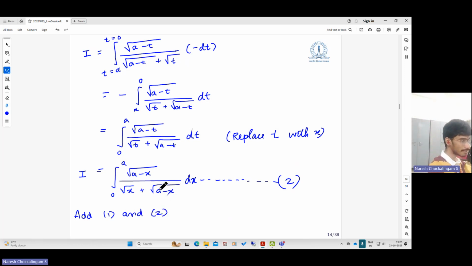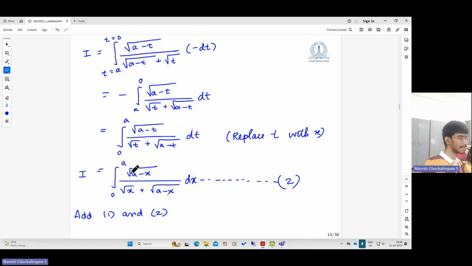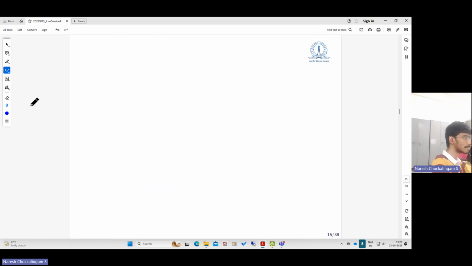So by now you can see why we are adding 1 and 2. If you add 1 and 2, you get the denominator of the integrand is also the same. So you can directly add the numerators. So what we get is, the left hand side, if you add the left hand side, you get 2 times I is equal to, the limits are the same. So you can take it commonly out, integral 0 to a.